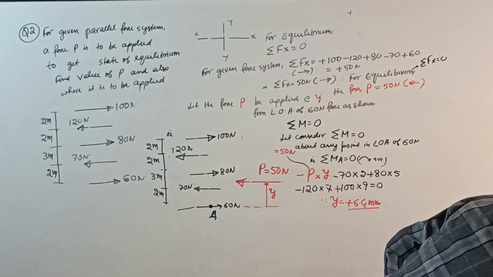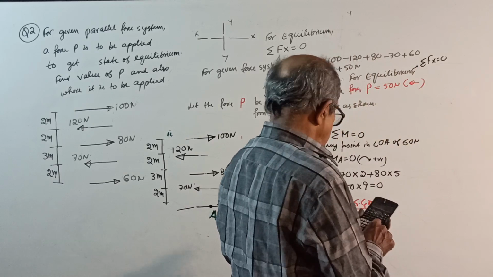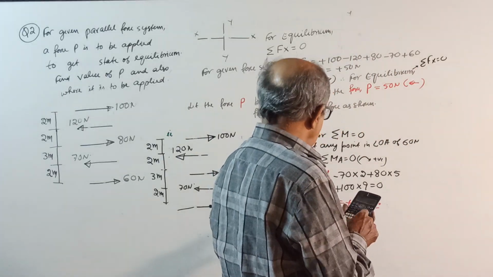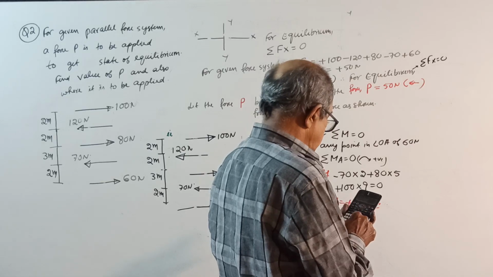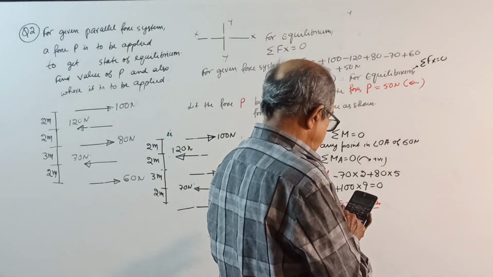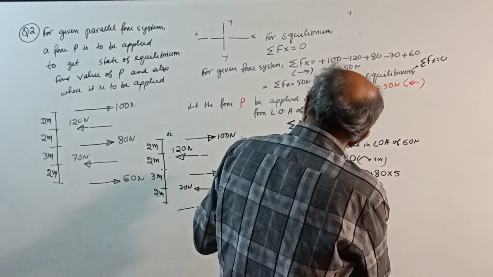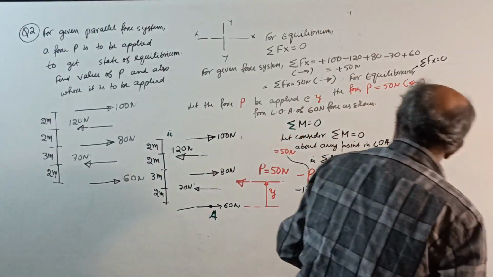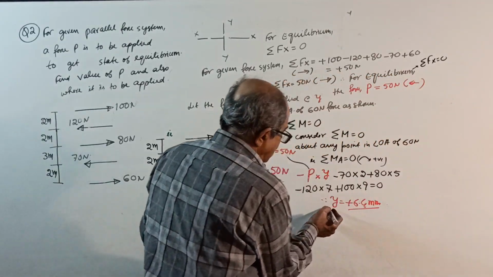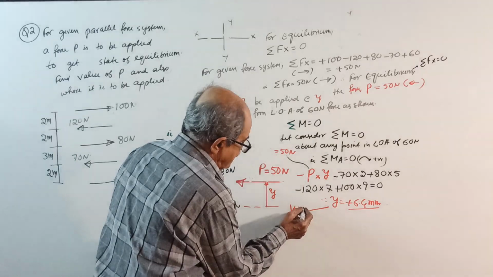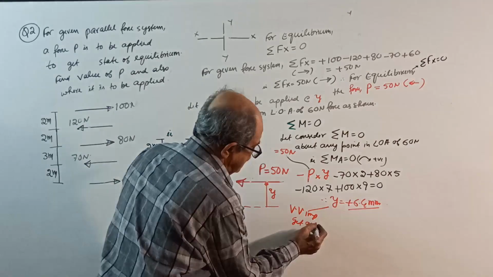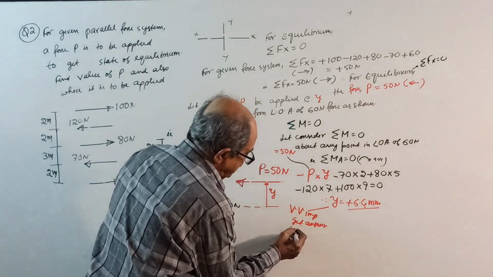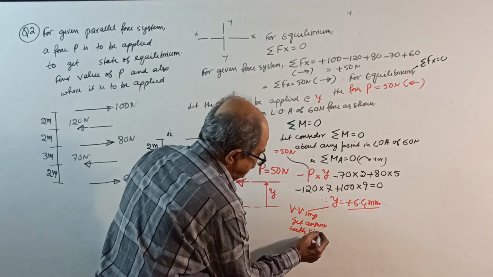I'll check once again. I got a doubt now because I rubbed it. Minus 70 into 2, plus 80 into 5, minus 120 into 7, plus 100 into 9, divided by 50. 6.4 meter. Yes, it is 6.4 meter. Very important, very, very important. Get the answer with sign.